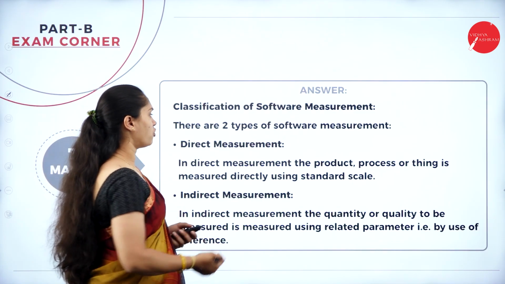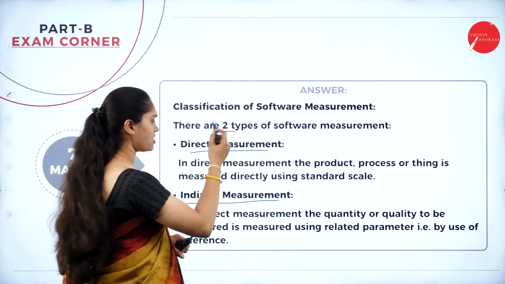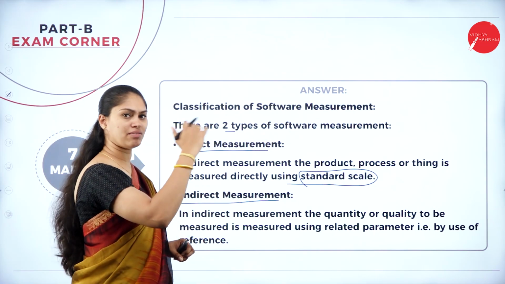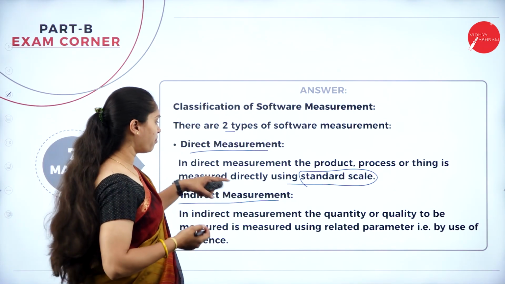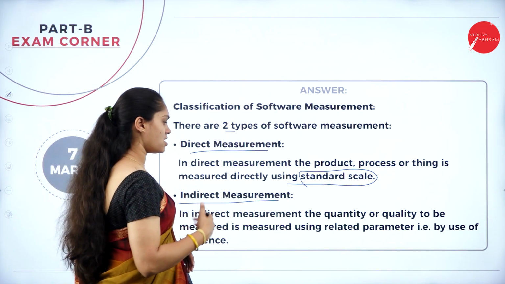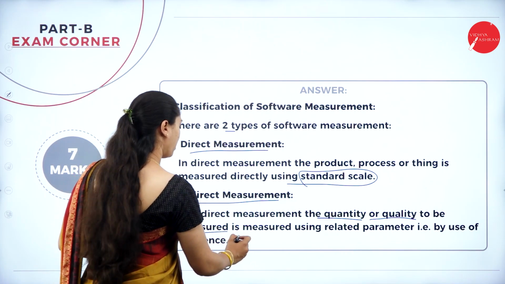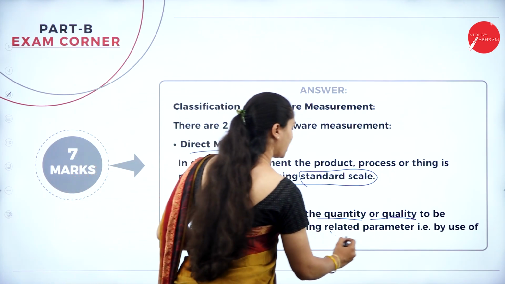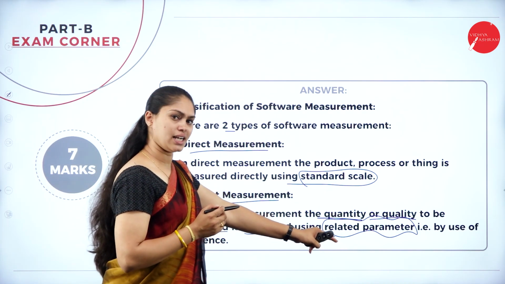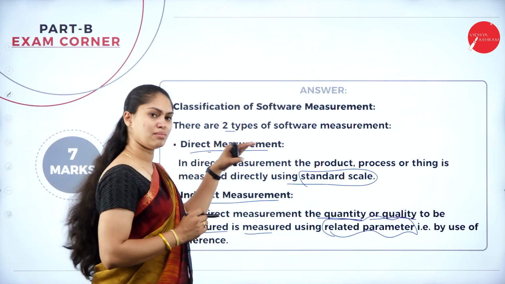And this is of 2 types. One is direct measurement, the other is indirect measurement. If it is direct measurement, we are using some standard scale. We have certain ISO standards to measure the quality of a process or a product. When it comes to the indirect process, the quantity or quality which needs to be measured is measured using a related parameter. We have a related parameter in the indirect measurement. We have a standard scale in the direct measurement.